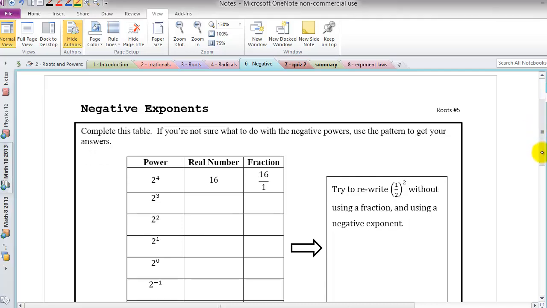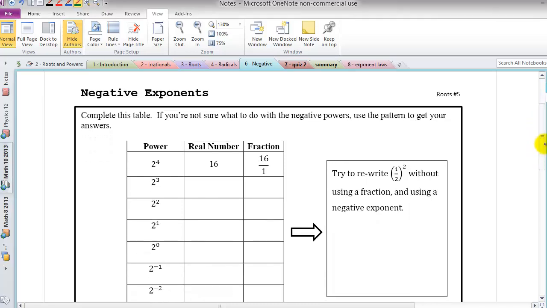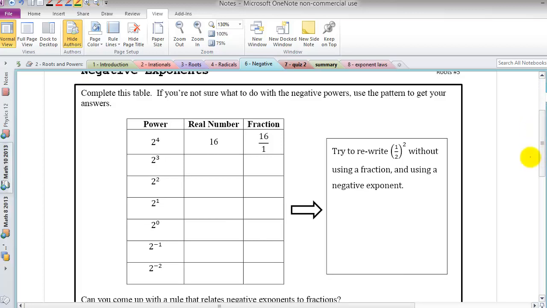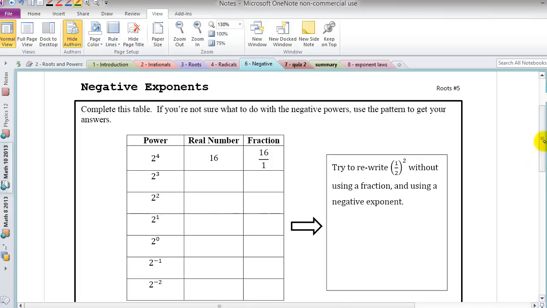Hi, this video is going to go over what negative exponents represent. So I start off the introduction to negative exponents by showing a table to kind of draw out some patterns that we can see. So for instance, if we take 2 to the power of 4, we can see the real number of that is 16. And we could write it as a fraction as well, it's 16 over 1.